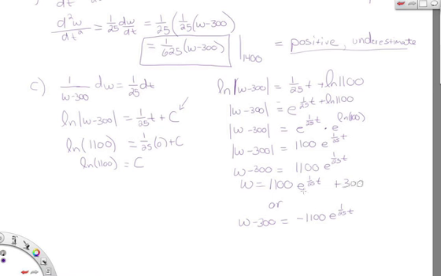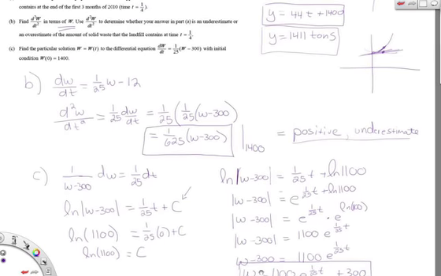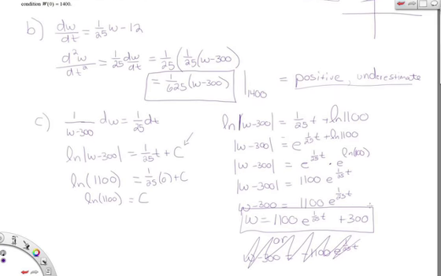And let's try it here. So I plug in time 0. So e to 0 is 1. I get 1100 plus 300 is 1400. If I do it over here, t is 0. I get 1. I get negative 1100 plus 300. That does not give me 1400. So there is the specific function. Let's make sure I address the question. Yes, I have. Okay, let's see how we did.